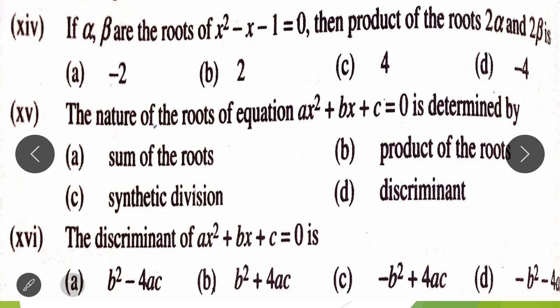Next, if alpha and beta are the roots of the equation, then find the product of the roots 2 alpha and 2 beta. See here, if I multiply, 2 twos are 4, and alpha into beta, the product of the roots, will be equal to c upon a. So minus 1 upon 1. So of course the answer will be minus 4.